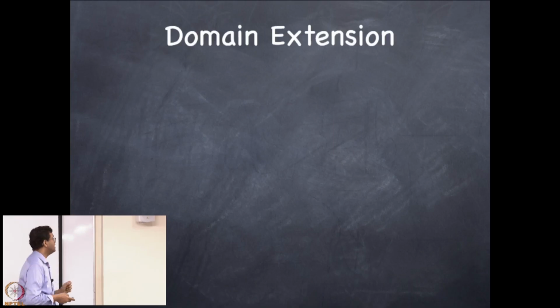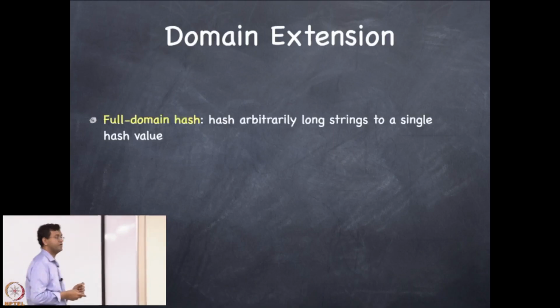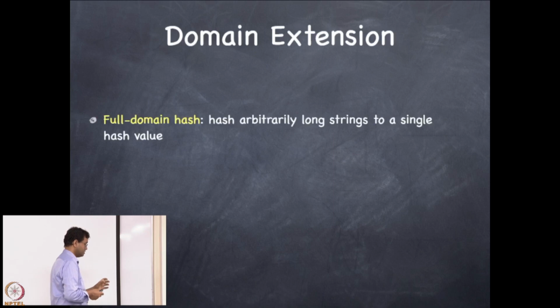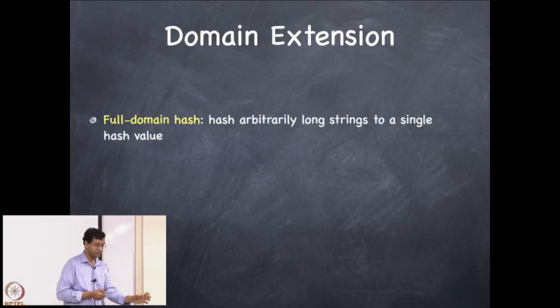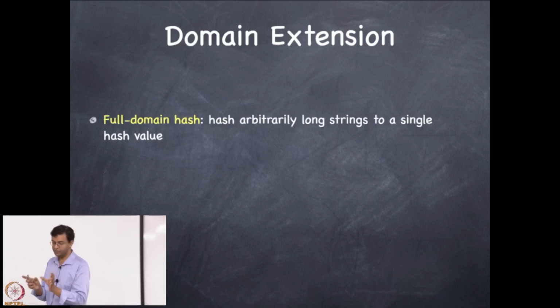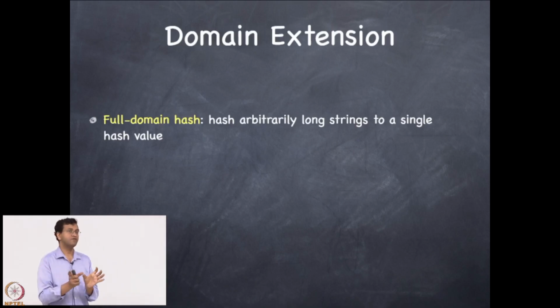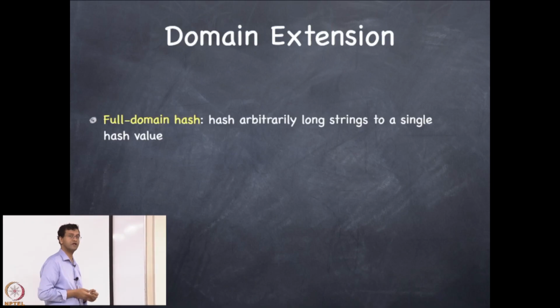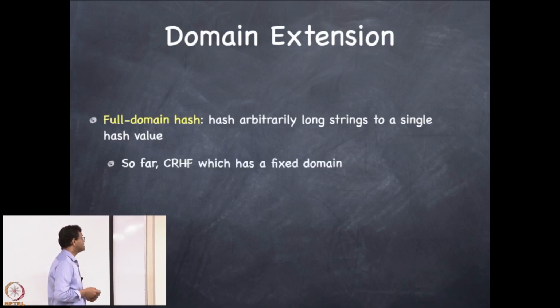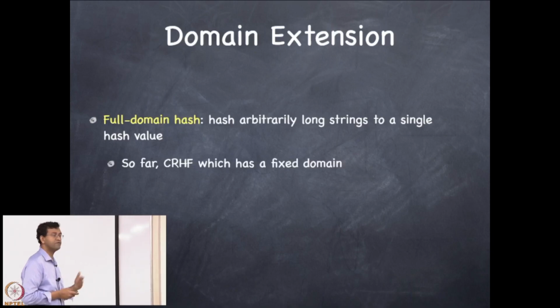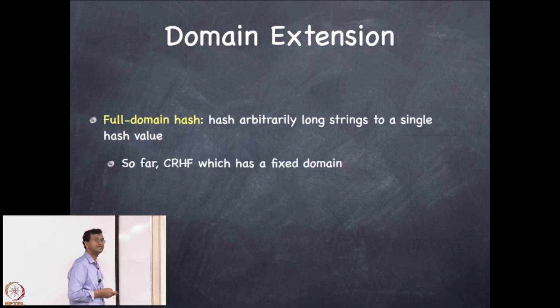Okay, and that is this idea of a full domain hash. The hash, we said its output has to be 128 bits. Its input, we don't want it to be just, say, 256 bits. We want the input to be as long as you want. It should be arbitrarily long. Okay. So let's see if we can do that. So the CRHF we saw in the previous slide doesn't do that.